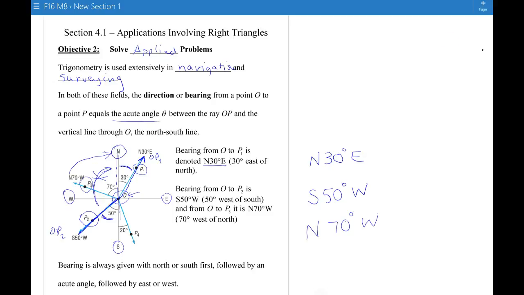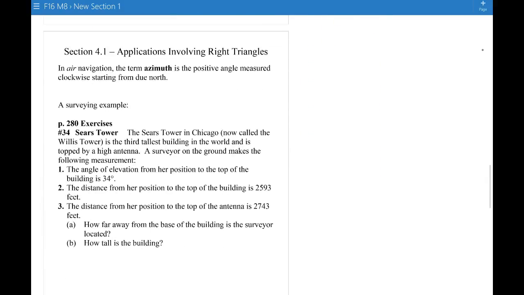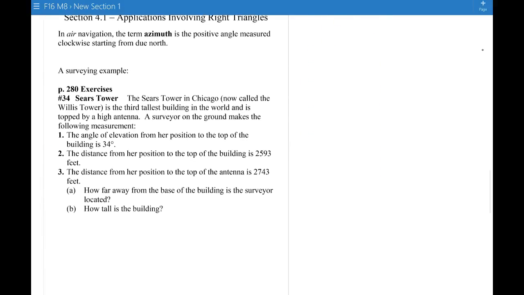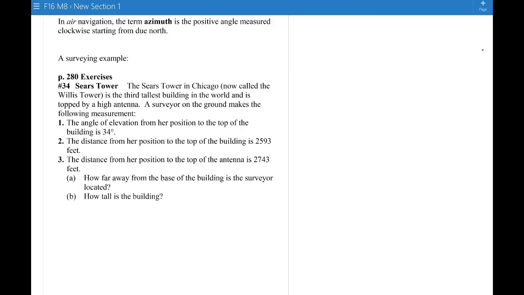So let's do the last one together in class just so I can check and make sure that it's coming for you. So it's slightly different when you're doing air navigation. The term azimuth is the positive angle measured clockwise starting from due north. So if you're going this way, an airplane is going to measure your angle this way from due north. So it's a little different for air navigation.